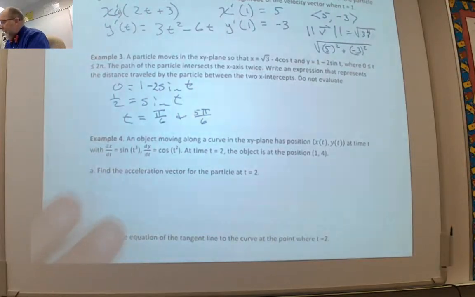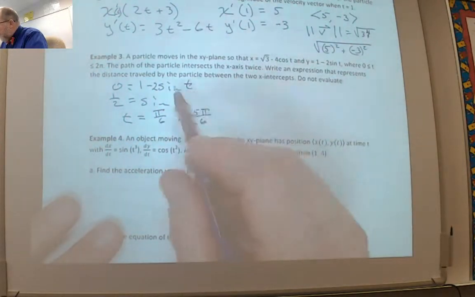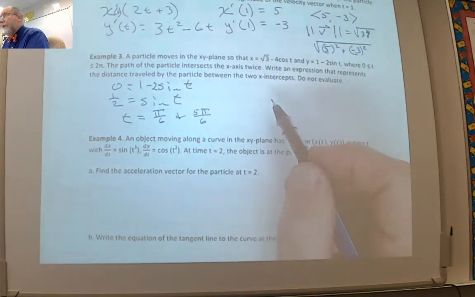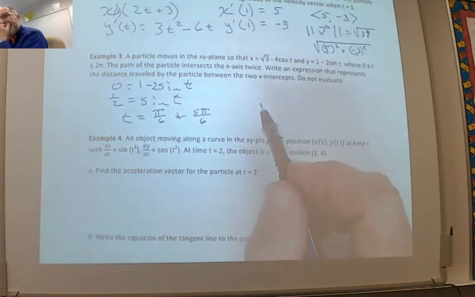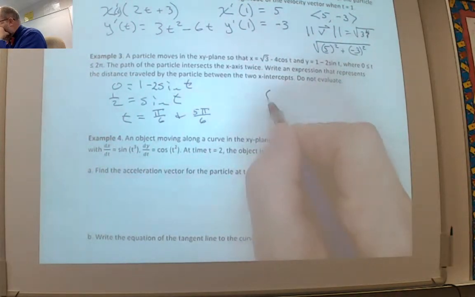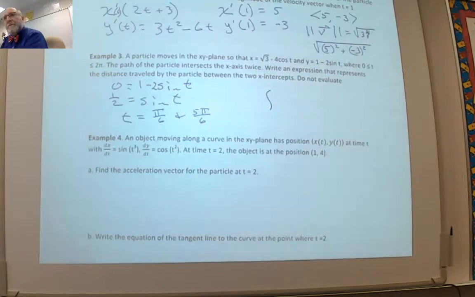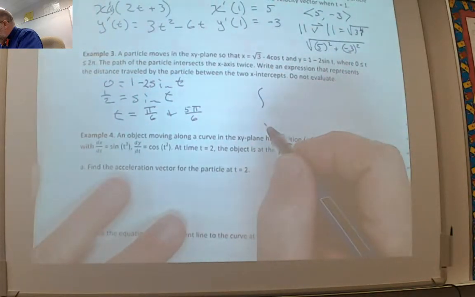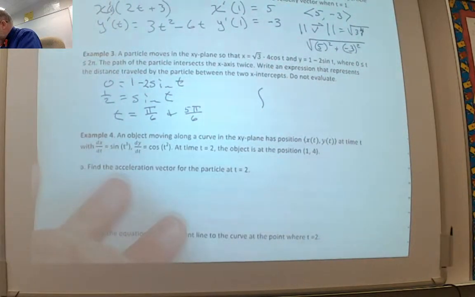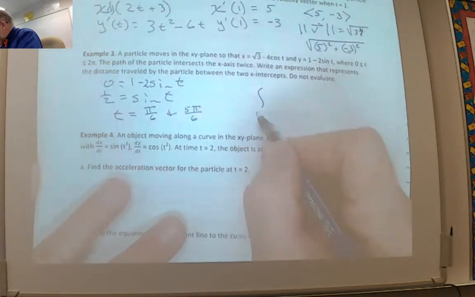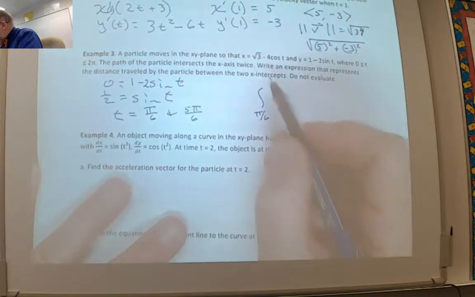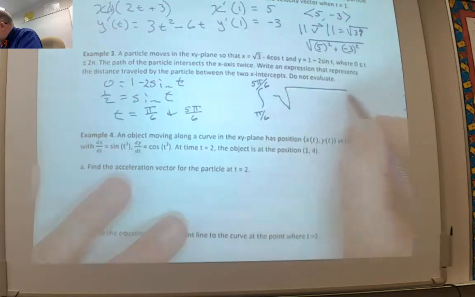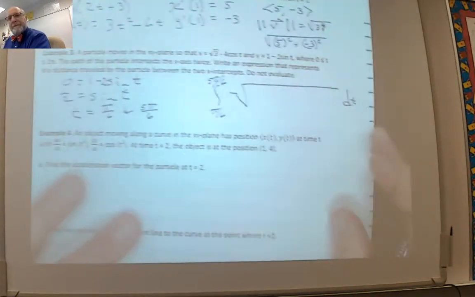Okay, so now what we want to do is come up with an expression for the distance traveled. So you need to look back on your notes. How do you compute the distance traveled? Jaden? I'll give you a hint. It's an integral. Tell me what you think should be here. So the integral from pi over 6 to 5 pi over 6 of the square root, dt, right here.